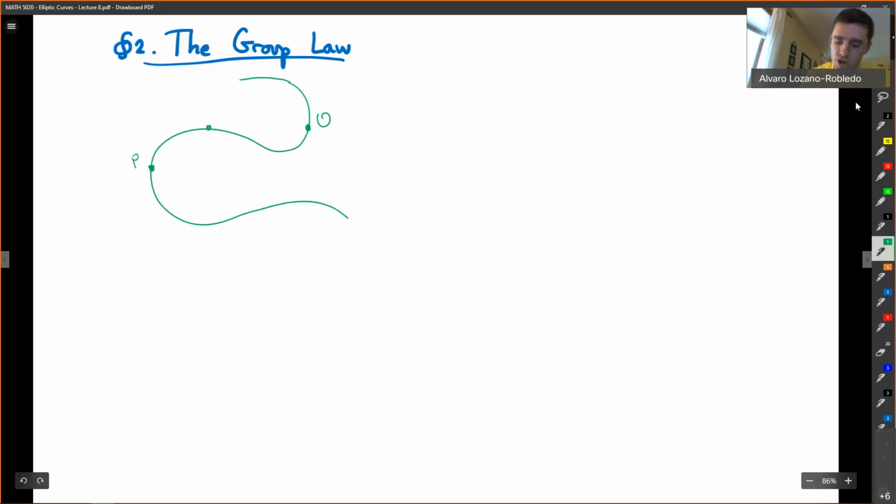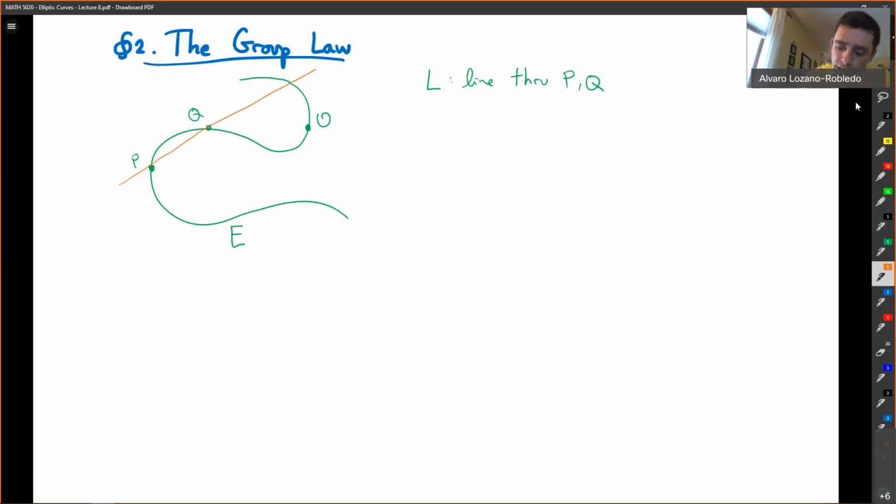I want to define an addition. And here's how we define it. First, this is my elliptic curve E. Let L be the line that goes through P and Q. Okay, so draw that line. And then that line will intersect at a third point R, because the equation is cubic. Okay, so this is given by a cubic form.